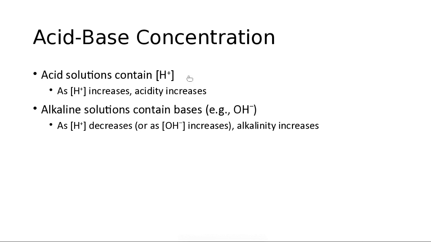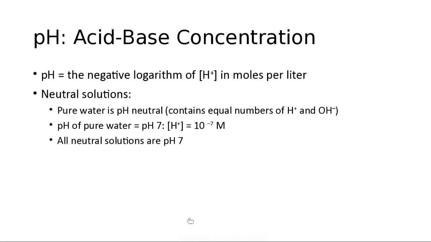Acid solutions contain hydrogen, and as the hydrogen ion concentration increases, the acidity increases. Alkaline solutions contain hydroxide, so as the acidity decreases, or the OH increases, your alkalinity increases. Now the pH is a measurement of acid-base concentration.